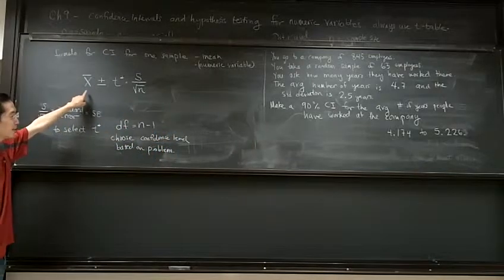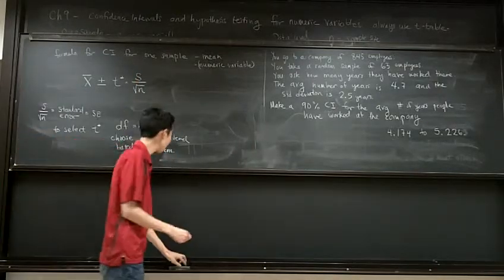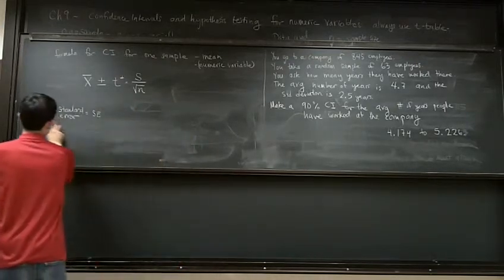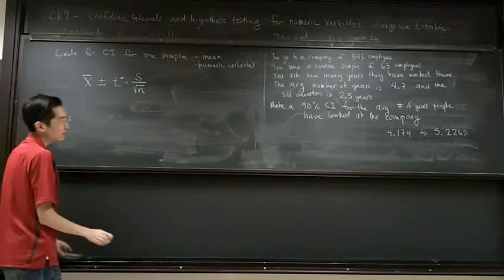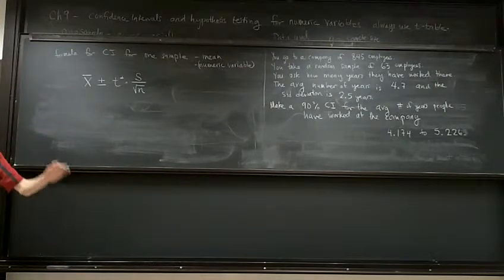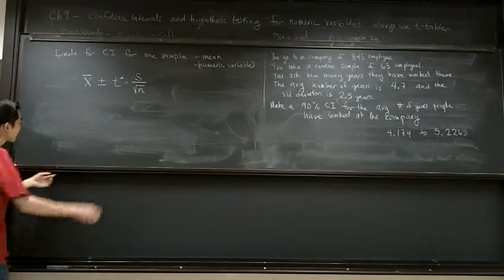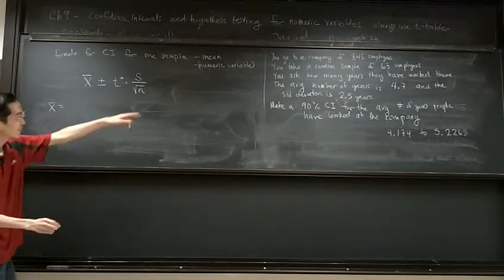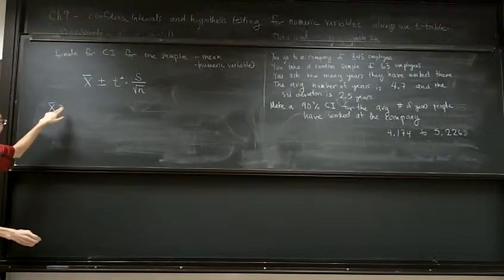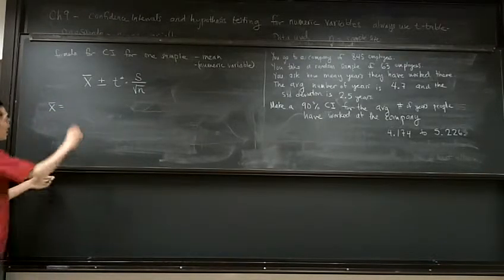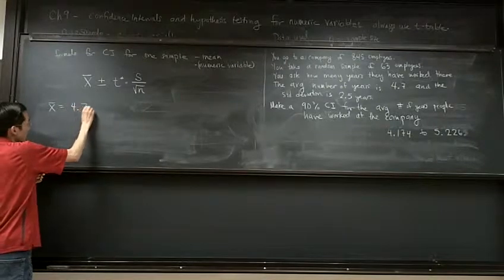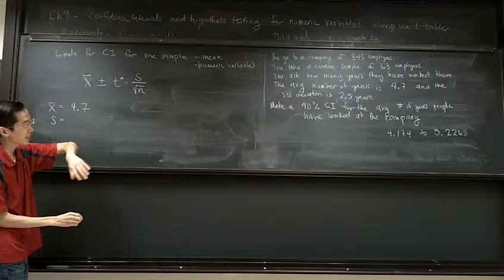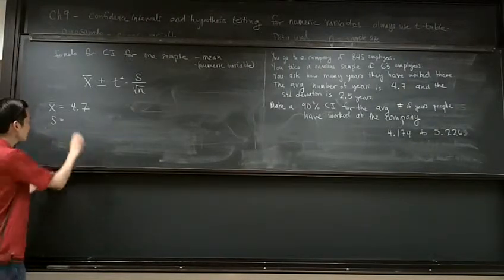So, do we have X bar? If you're struggling with these problems, it never hurts to just write down the information that's in the problem. Some of you feel like this is a waste of time. It's not. So X bar is what? From the problem, X bar is 4.7. S is 2.5.